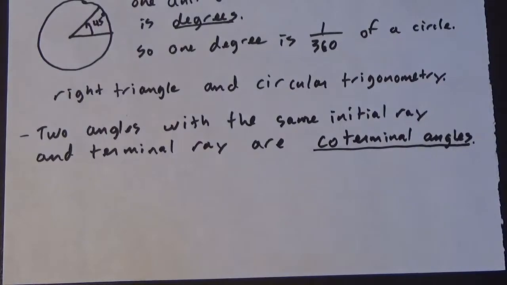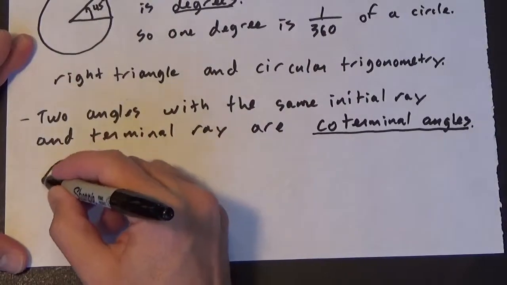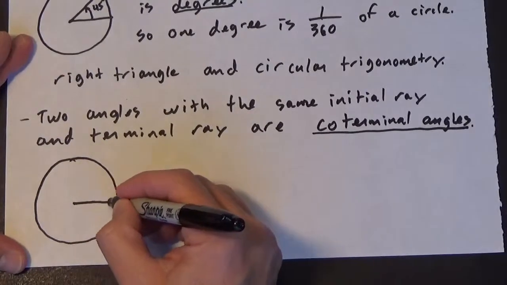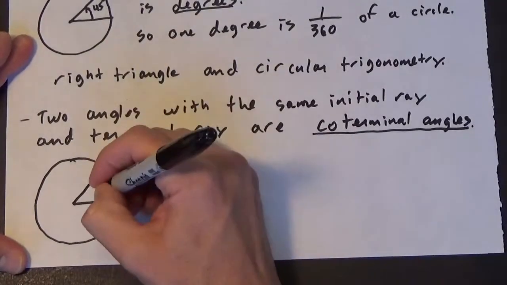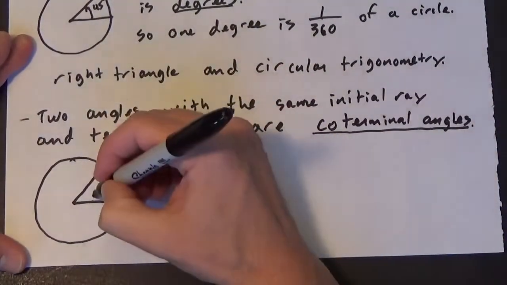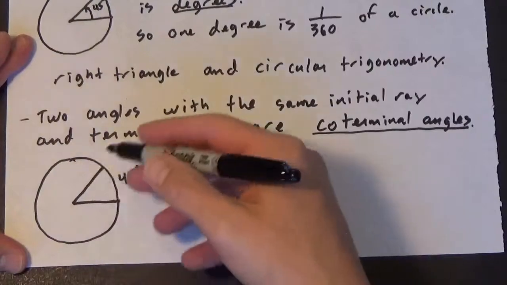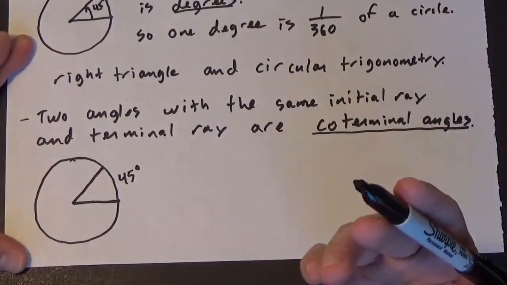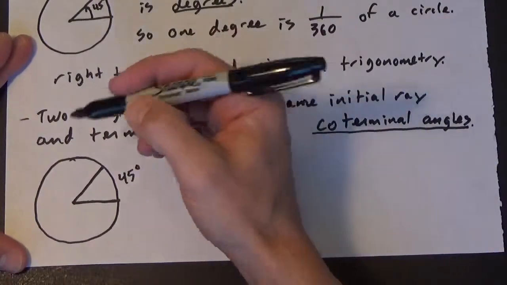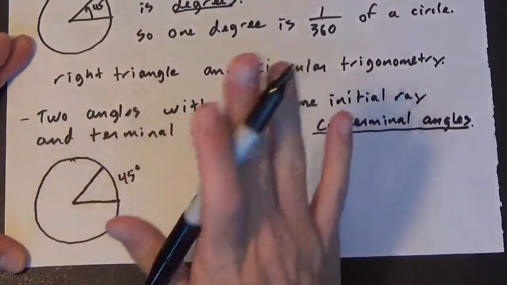So let's look at an example of what we mean by that. I already chose 45 degrees, so let's keep that going here. Big circle here, we'll put the vertex at the origin, and this is 45 degrees. In right triangle trigonometry, we only work with angles between 0 and 90 degrees. But in circular trigonometry, we can expand that a lot more. Actually, that's not true. In right triangle trigonometry, we do get up to 180, but that's about it.